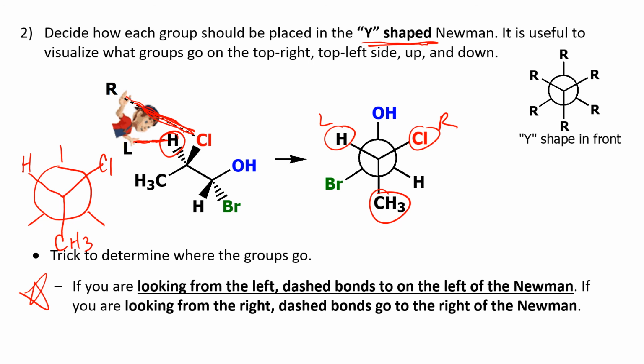Now let's apply this to the back carbon. We're looking from the left, so the dash should be on the left. Now notice how that's kind of down and to the left. There's your bromine. And what's on the right? Your wedge is on the right, so that's your hydrogen. And finally, what's up top in the plane of the zigzag is your OH. So what we've done is we've converted our bond line structure to a Newman projection.